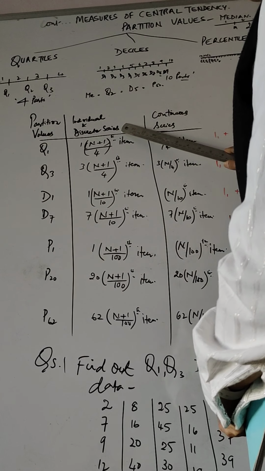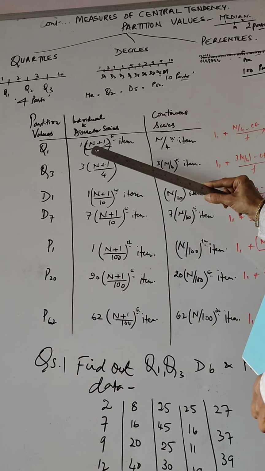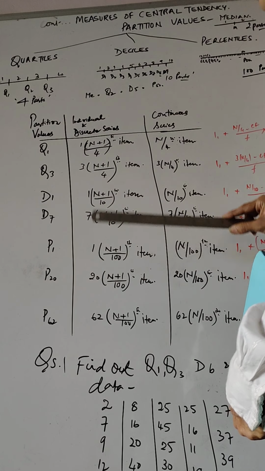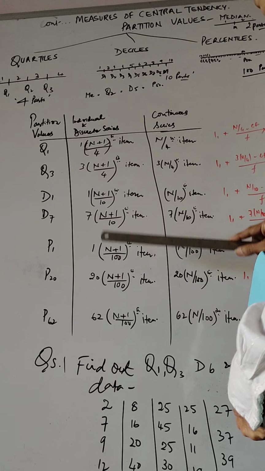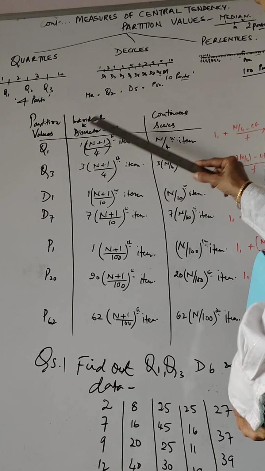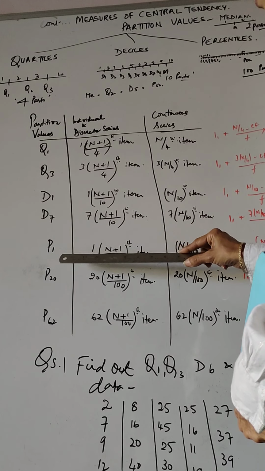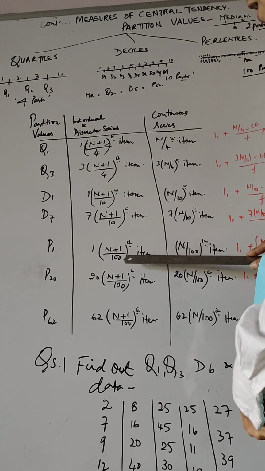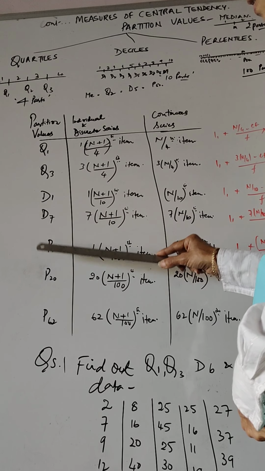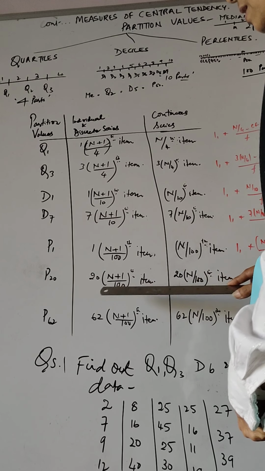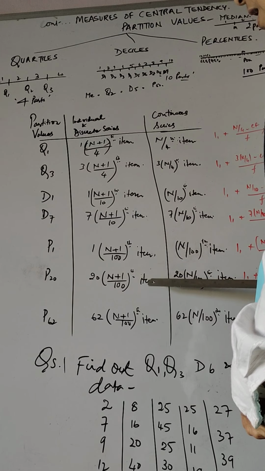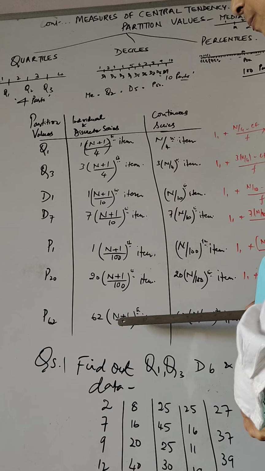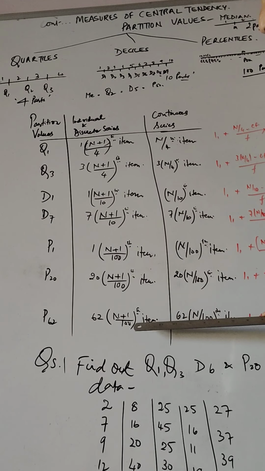And in the discrete series, another thing you have to remember is to come out with cumulative frequencies, exactly the way you did with median. Now P1. What is P1? Percentile 1. So (n+1)/100th item will give you P1. If you want P20, then 20(n+1)/100th item will give you percentile 20. If you want P62, then 62(n+1)/100th item.